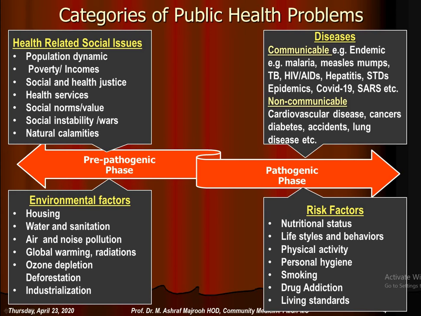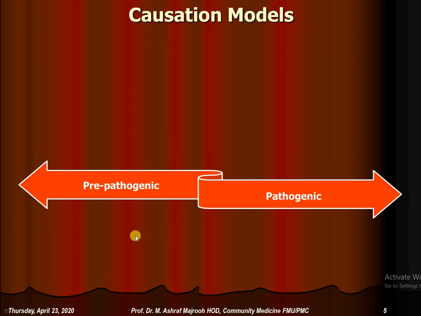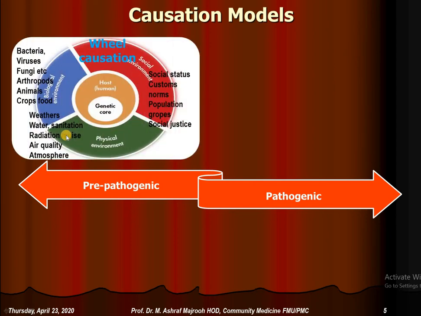Now let us see the disease causation models. Similarly, as already described, the models are related to the pre-pathogenic and pathogenic phase. First, the most important model in the pre-pathogenic phase is described as the wheel causation model. The wheel causation model is very important.